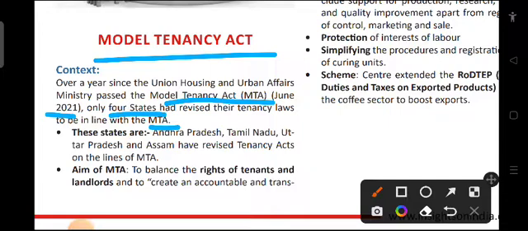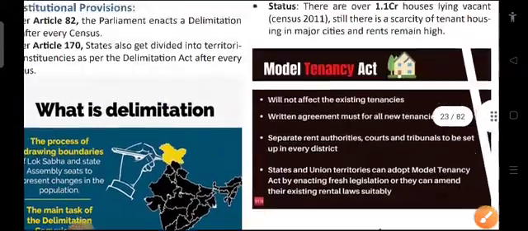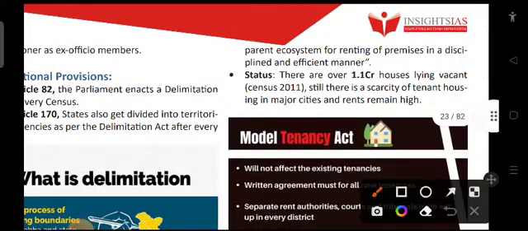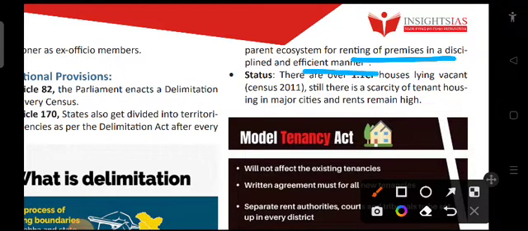So what are the states which revised it? Andhra, Tamil Nadu, Uttar Pradesh and Assam have revised their Tenancy Act on the lines of MTA. What about the other states? They didn't do anything about it. Now what is the aim of MTA? To balance the rights of tenants and landlords, and to create an accountable and transparent ecosystem for renting of premises in a disciplined and efficient manner. So this is basically to control the rental system in various places and states.